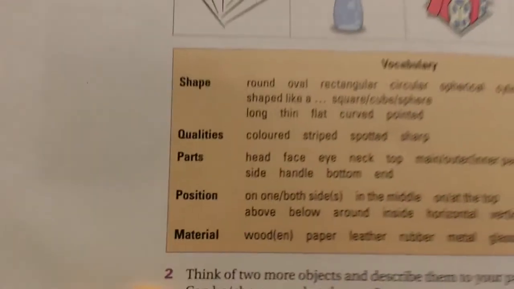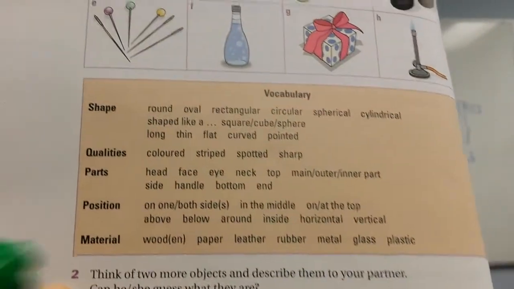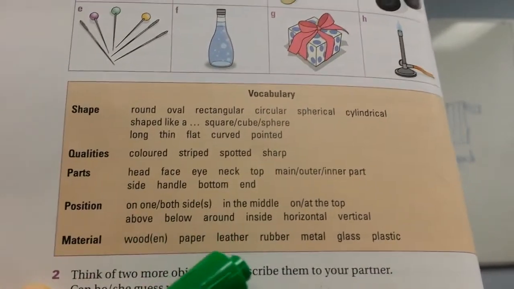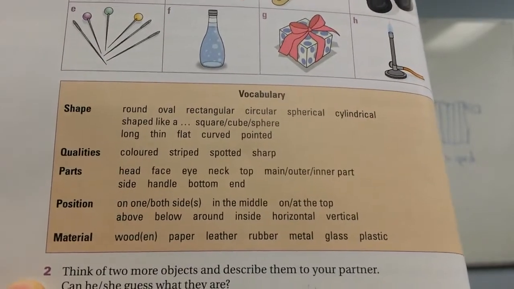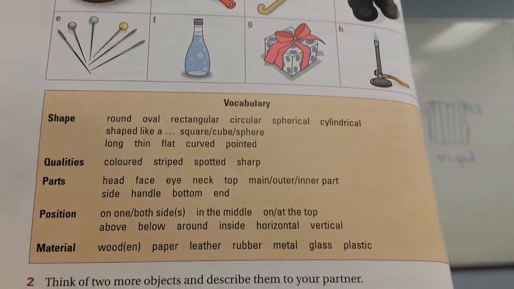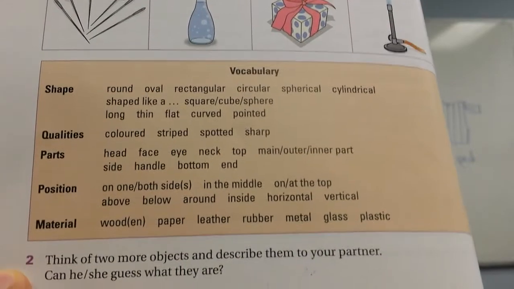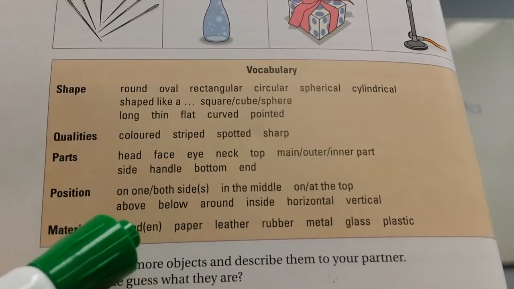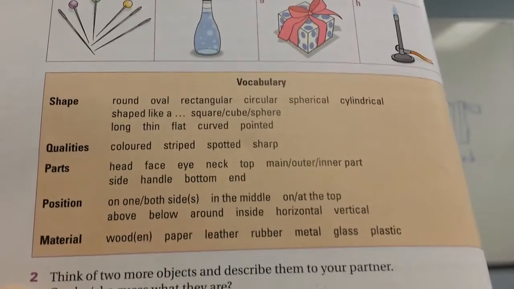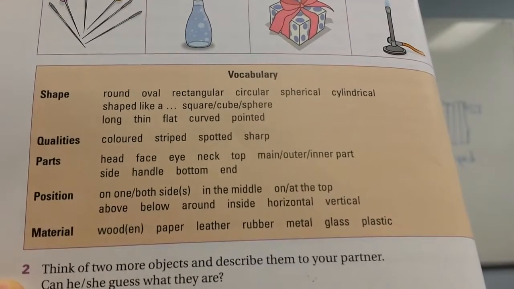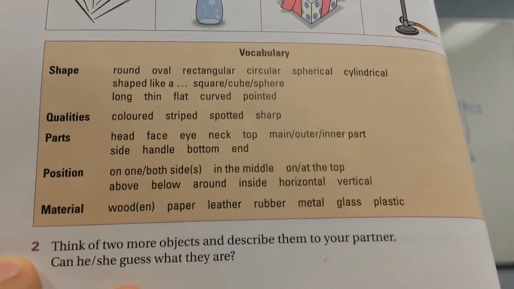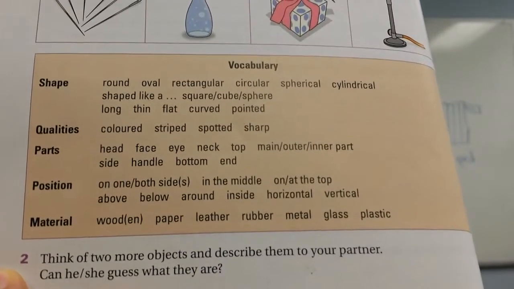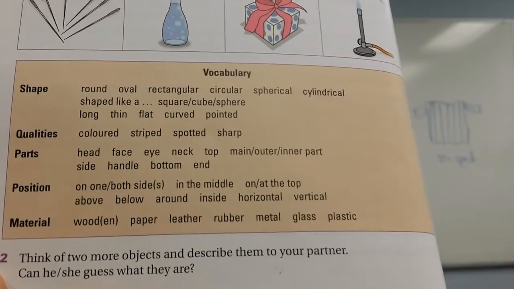And let me show you these here. So we have parts. We have also main. We have outer. We have inner part, outer part. Inner is the part inside. Outer is the part outside. Position is on both sides, on one side, in the middle of something. In the middle, on, or on top of something, or at the top.